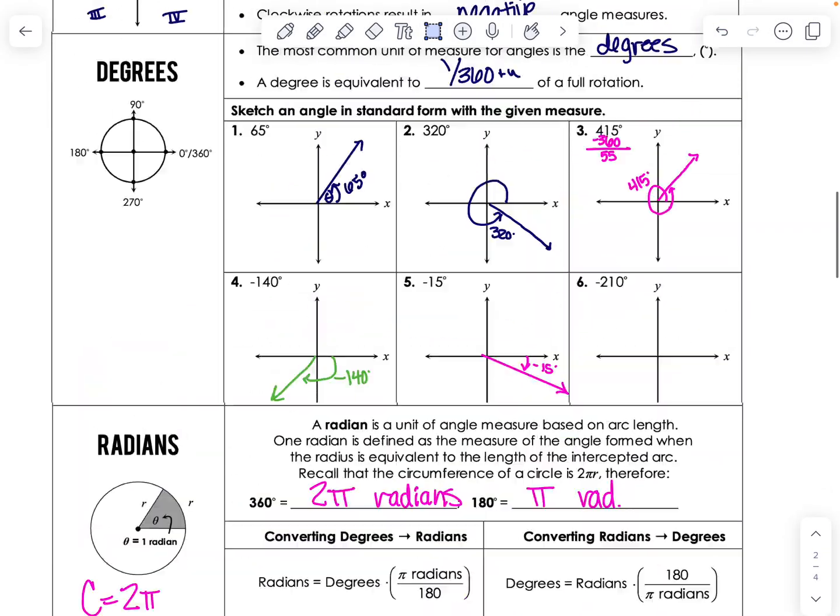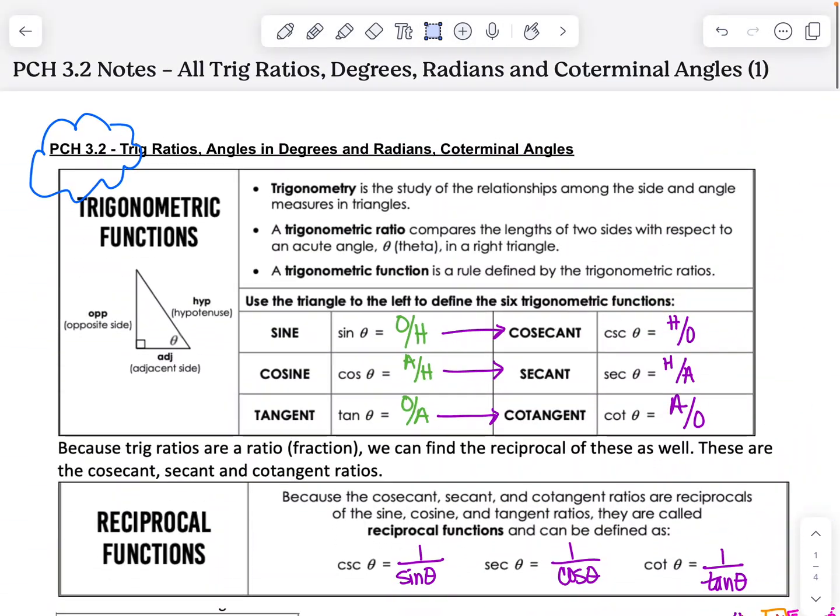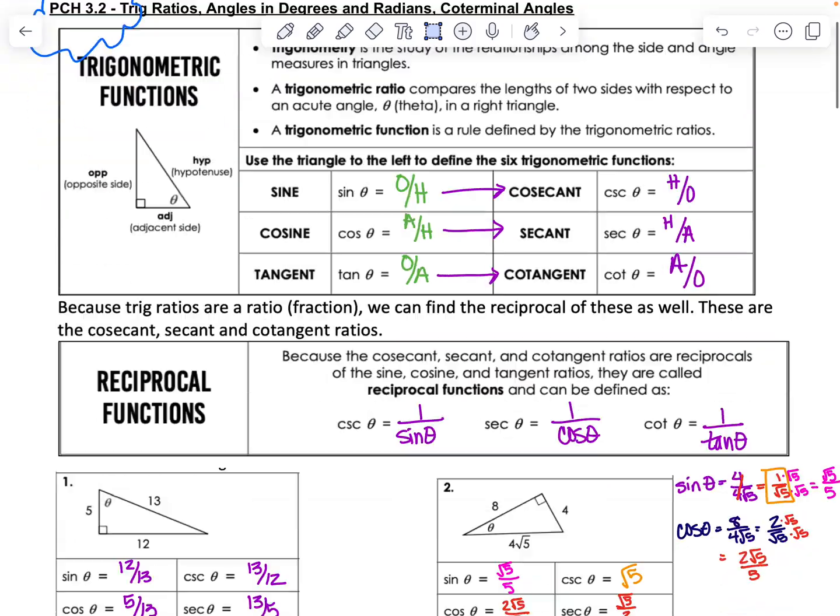All right, welcome everybody. So we're going to start by picking up with that 3.2 notes. So if you'd go ahead and grab those, we're going to finish out the last part of those where we look at coterminal angles and some different things with that.